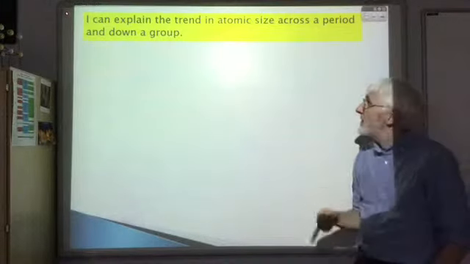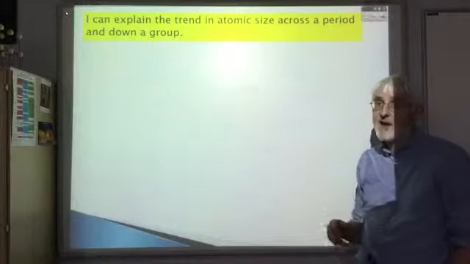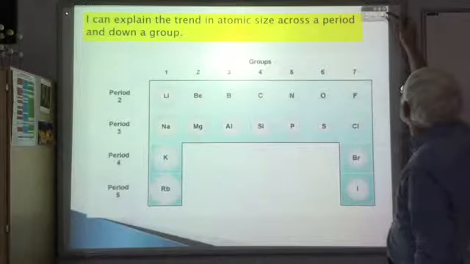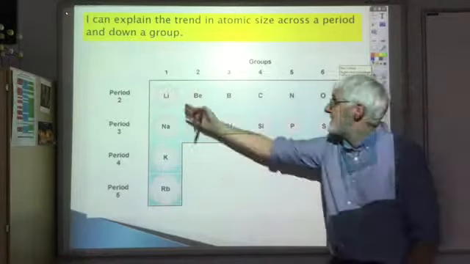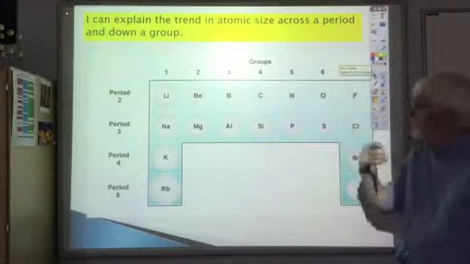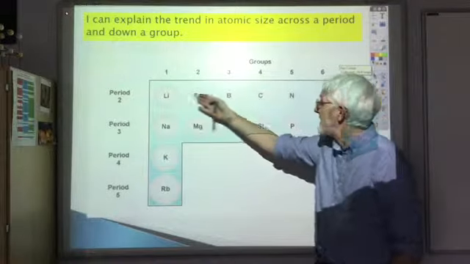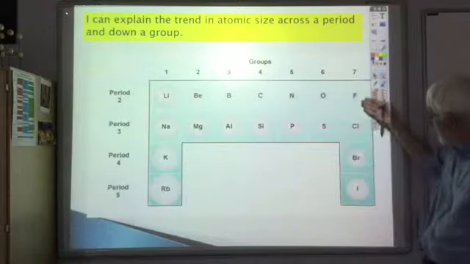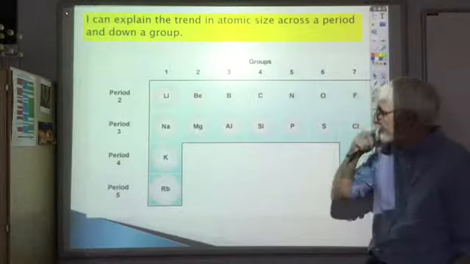The next learning outcome is that you should be able to explain the trend in atomic size across a period and down a group. So here we see the atomic size done as a pictorial picture. So we see it decreasing across a period and increasing down a group. Okay. So why does it decrease across a period?